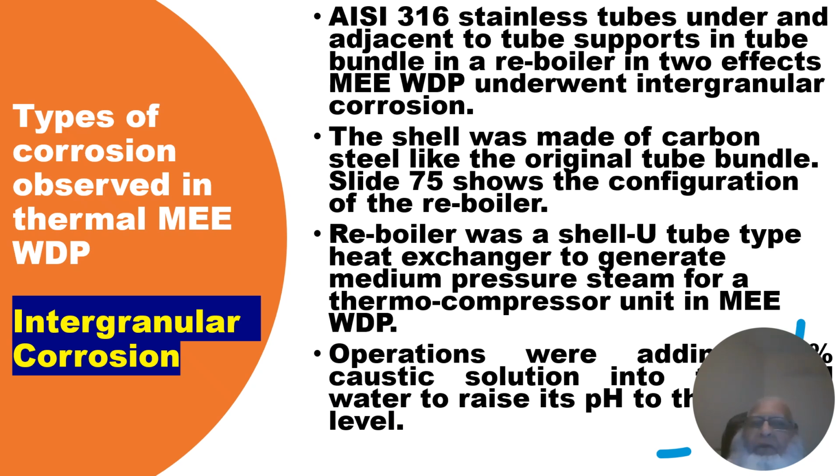Slide 75 shows a configuration of the reboiler as a part of the overall presentation, but this slide will come up as we move on. Reboiler was a shell U-tube type heat exchanger to generate medium pressure steam for a thermocompressor unit in MEE WDP. Operations were adding 10% caustic solution into the feed water to raise its pH to the desired level.